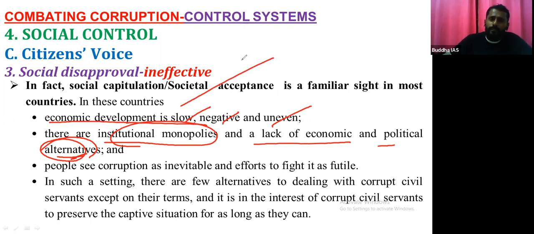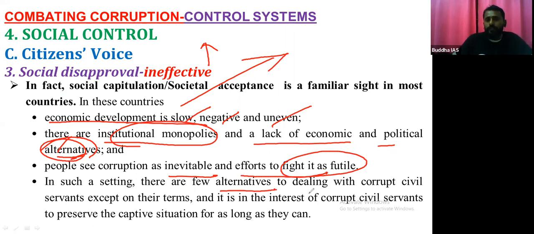Why are people voting for a person who is found to be corrupt? Because there is no other alternative, no other person in whom they can have faith and trust. People see corruption as inevitable and efforts to fight it as futile. In such a setting, there are few alternatives to dealing with the corrupt civil servant except on their terms. And it is in the interest of the corrupt civil servant to preserve the captive situation for as long as they can.